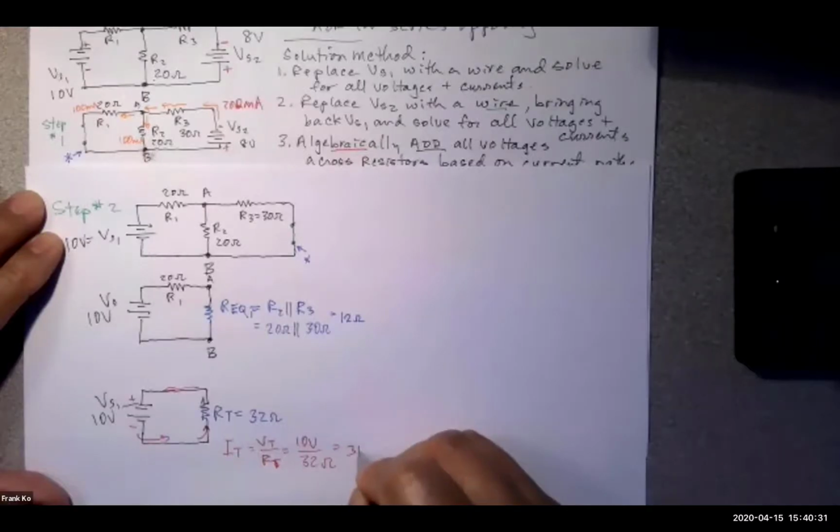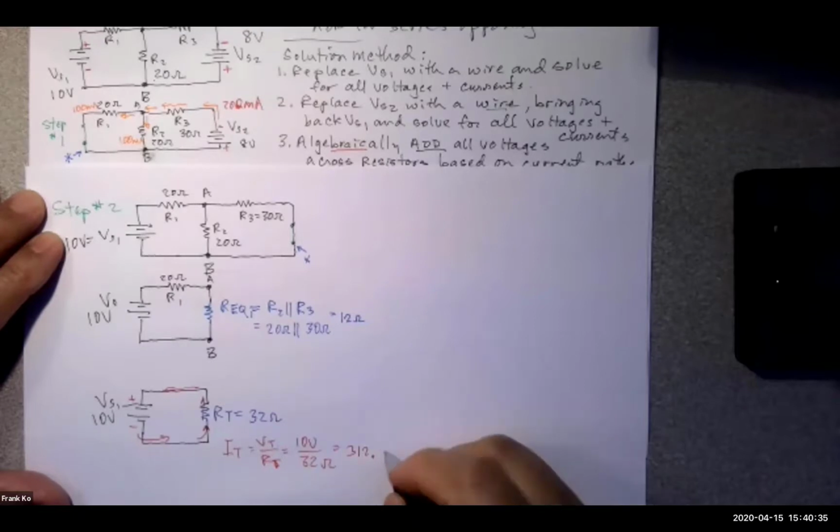Excellent. So 312.5 milliamps. Is everybody in agreement with that current? Yes. Okay. How do we get the 12 ohms again?